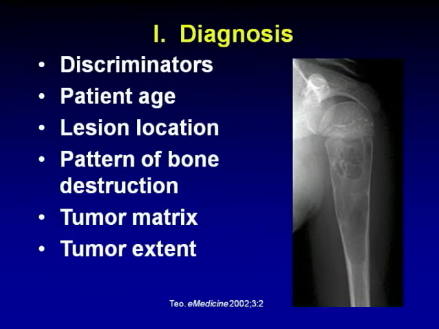Okay, first, the discriminators. In every case, we should have a systematic approach. I like looking at the patient age. If you're not given the actual chronologic age as an unknown case, you can, of course, look and see if they're open physes or secondary OA or something like that to give you a clue as to the correct age. Lesion location, also very important. Pattern of bone destruction, as radiologists, we're trained to look at. Tumor matrix, we'll talk about in detail, and then tumor extent, of course.